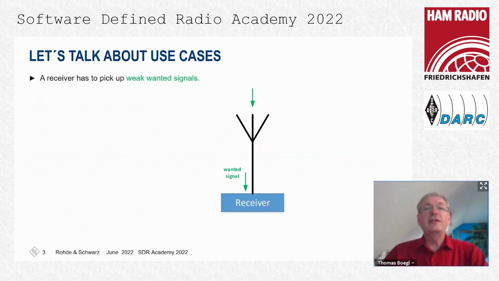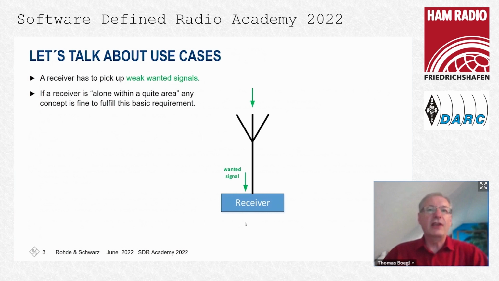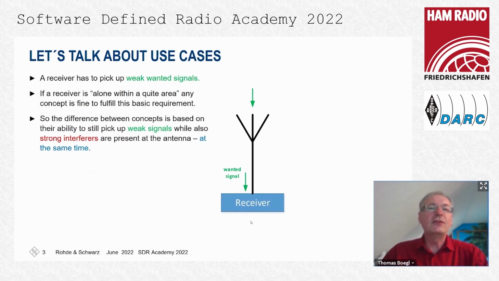So our main use case is quite simple, just receive. We are receiving weak signals at the antenna, and we have the receiver here. But if this were the complete use case, the job would be finished, because in such an environment, for instance, a quiet requirement where the receiver is alone, and we have no noise and no interference from externally, that's quite an easy situation, and we have to say every concept is fine for doing that.